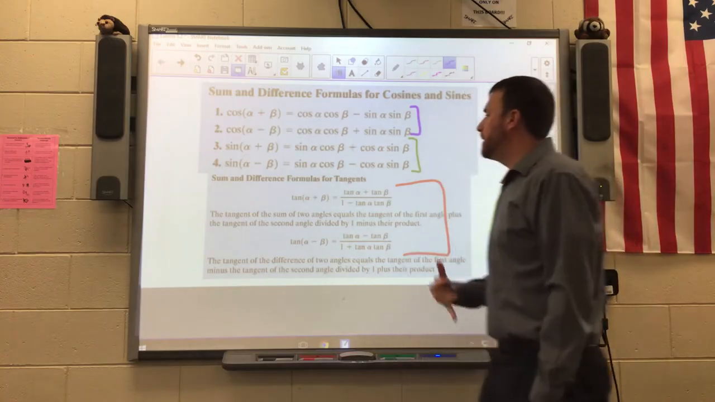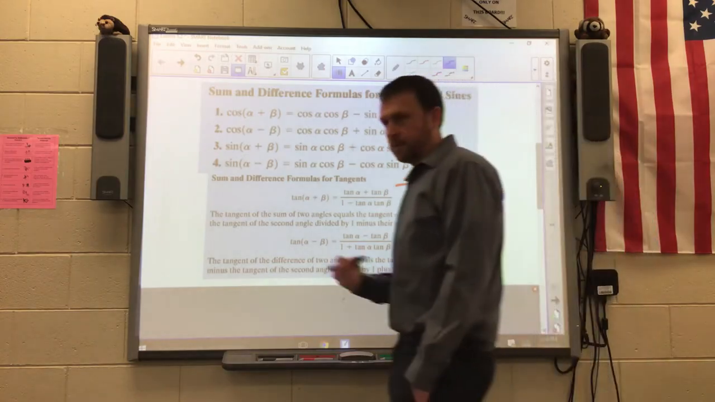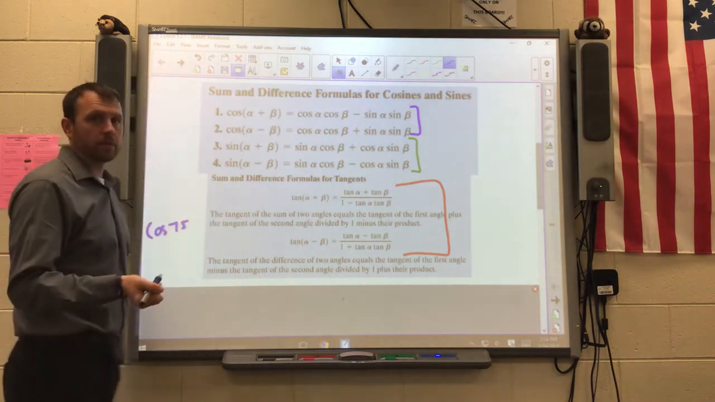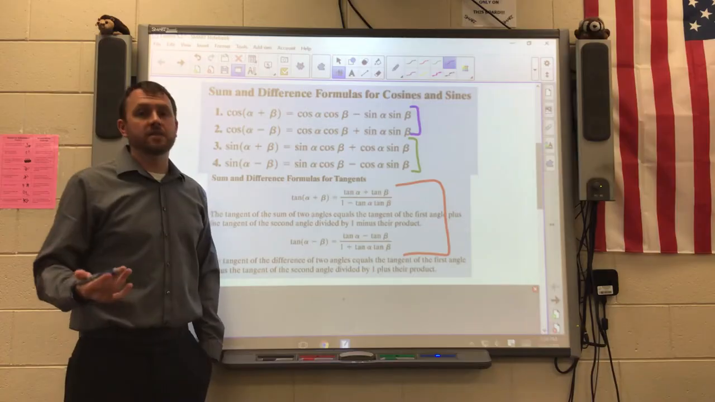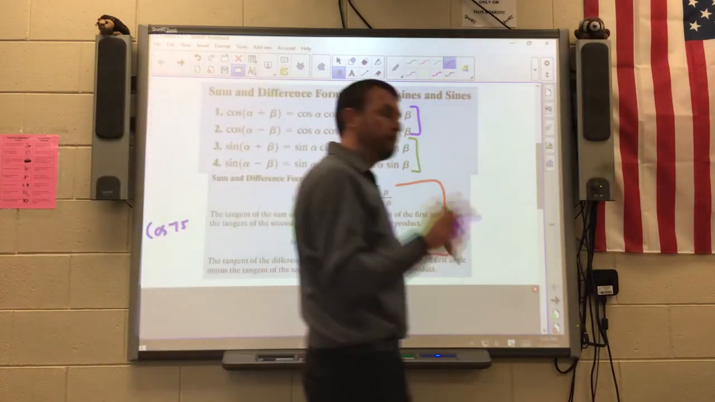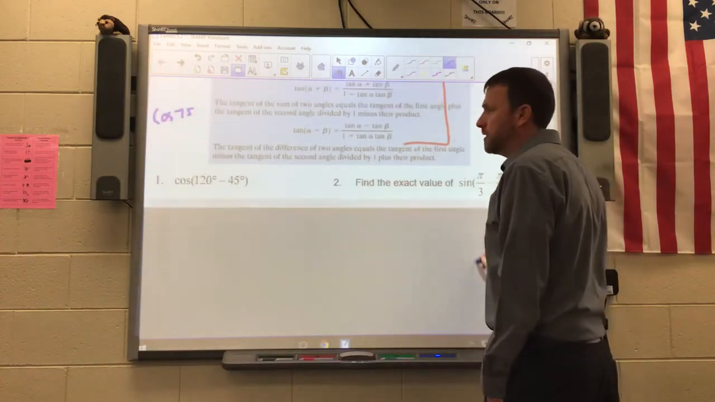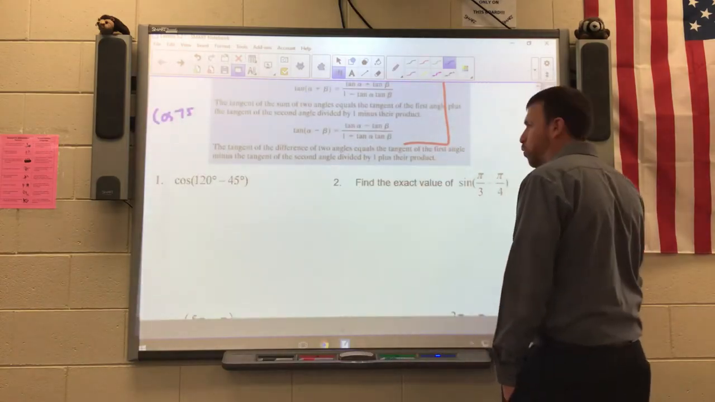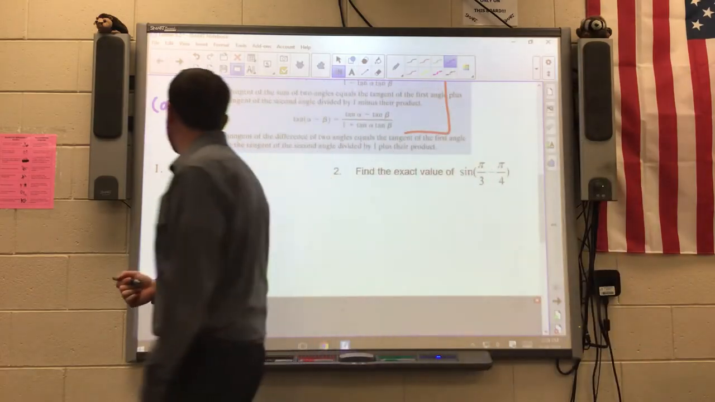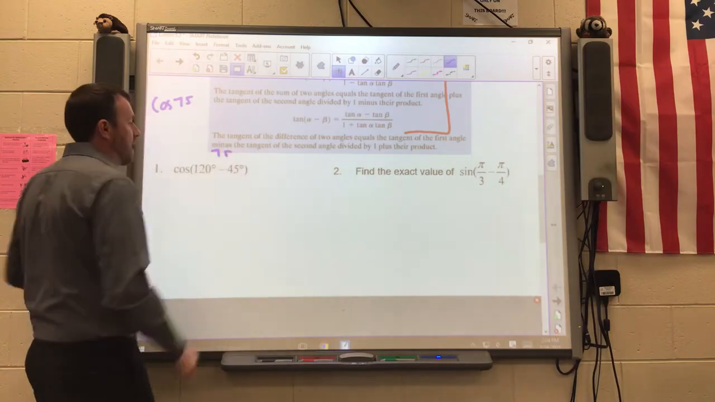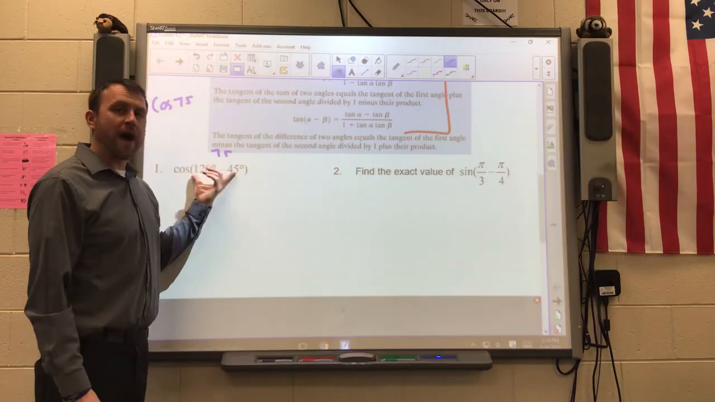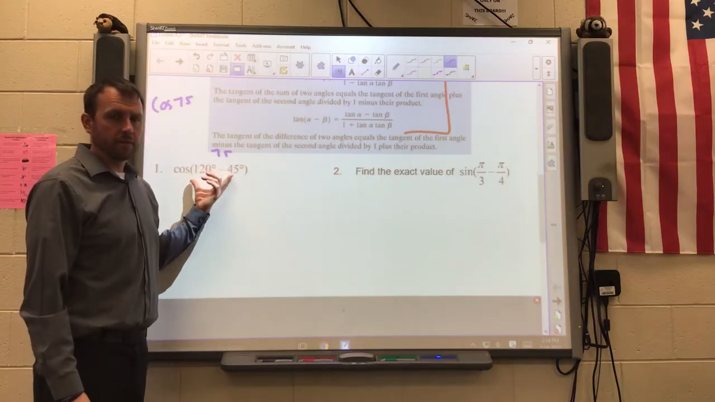So if I had, for example, something like this: what is the exact value of the cosine of 75 degrees? You don't have the ability to find the exact value of the cosine of 75 degrees. But if I wrote the cosine of 120 minus 45, you can now find the exact value, and 120 minus 45 is 75. So this essentially will find me the cosine of 75 degrees.